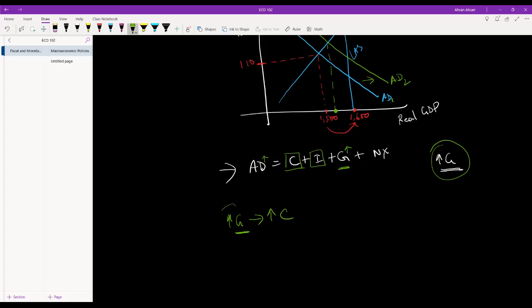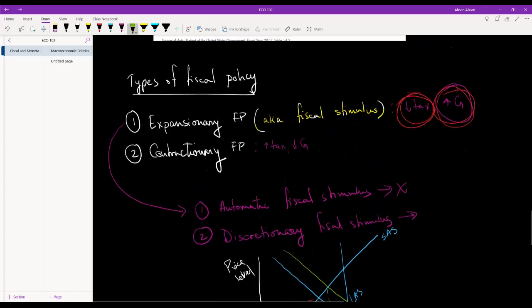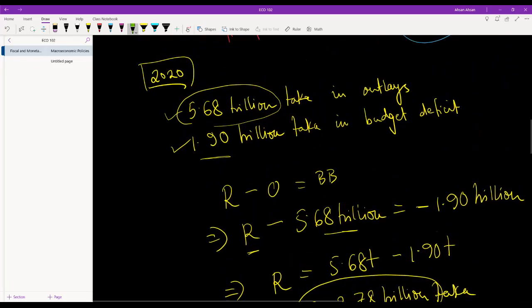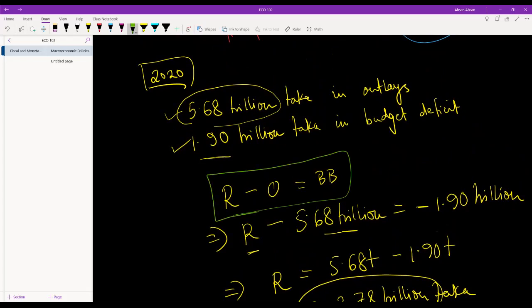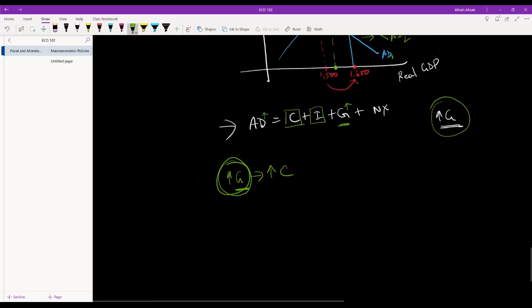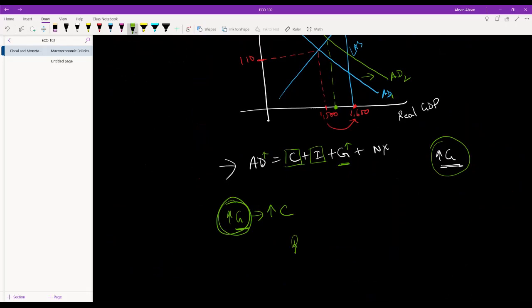Now, to increase G, to increase government expenditure, let's go back to what we saw in the previous video. And let's take a look at this. Okay. Receipt minus outlay is the budget balance. So let's bring that down here. So we know that receipts minus outlays gives us the budget balance.